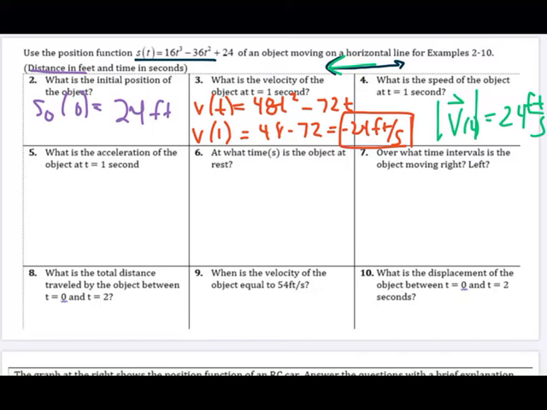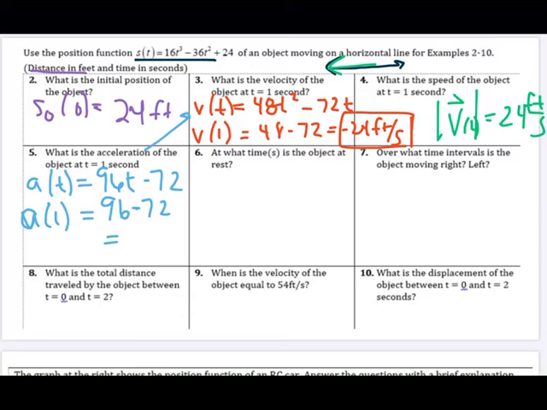5 is asking us for the acceleration at 1 second. So again, the very first thing that I'm going to need to do is find the acceleration function. So I'm going to take the derivative of this velocity function, 48 times 2, 96t, just using the power rule, minus 72. And then I'm going to find the acceleration when t is 1, which is 96 minus 72, which is also 24, but now feet per second squared.